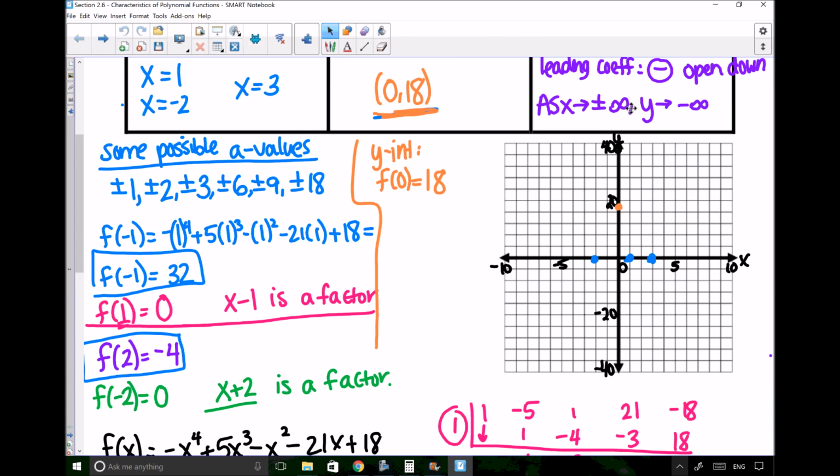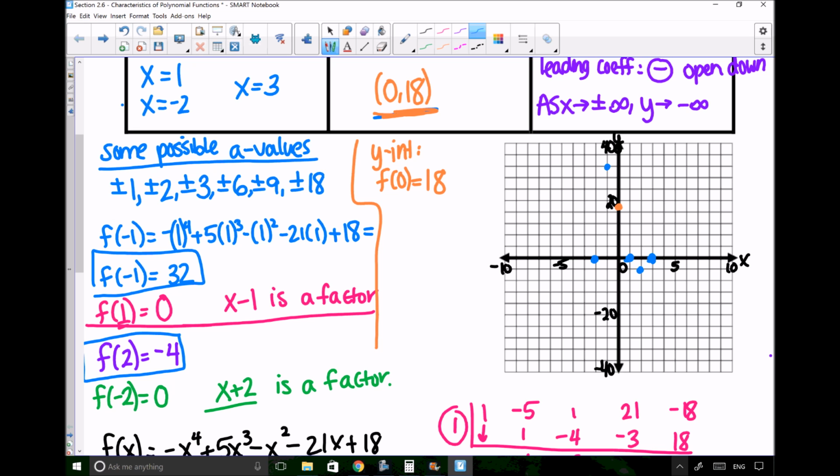So since I know that f of -1 is going to be 32, I can also graph out that value here. So -1 will go all the way up until 32. So I'm going to put a 32 right there. And then I also know that f of 2 goes down to -4. So I'm going to go to f of 2, and I know it goes down to -4 right here.